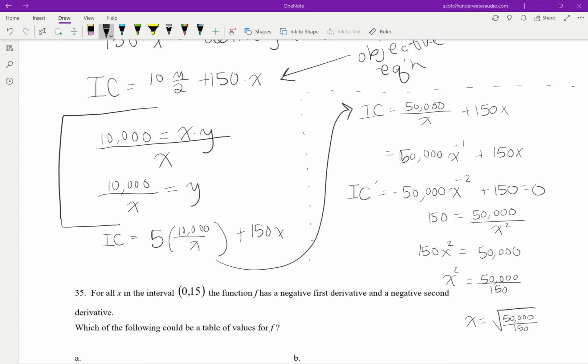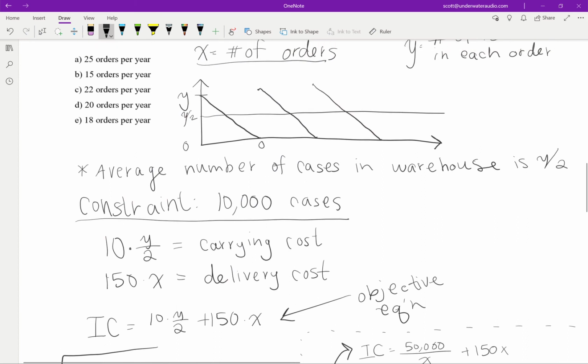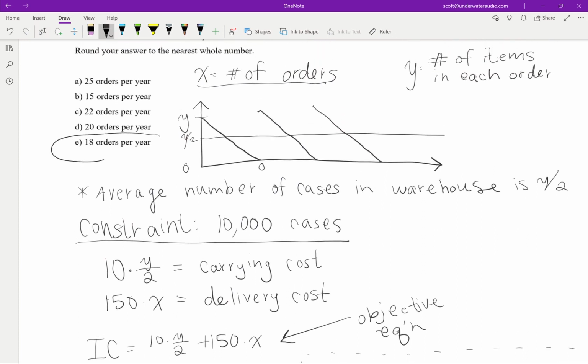Okay, so I'm using a calculator, which you cannot see. 50,000 divided by 150. And then I want to square root that. Let's see, does that work? Oh, good. Okay, that is roughly 18.26. But I'm going to round to 18 because it doesn't make sense to have part of an order. So let's go see if that's one of our options. It is one of our options, so I bet that's right.